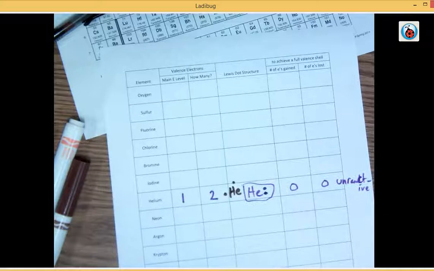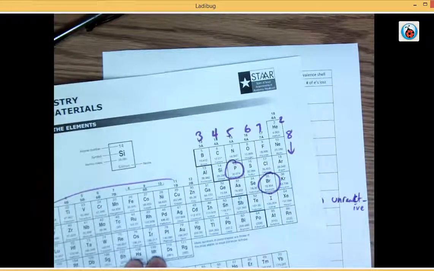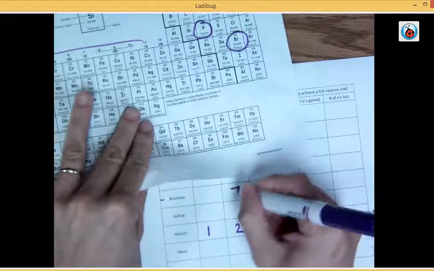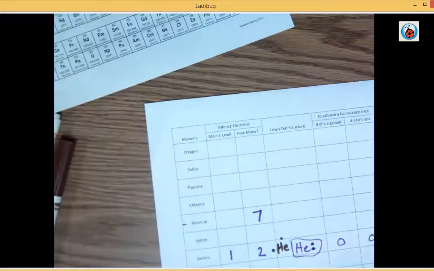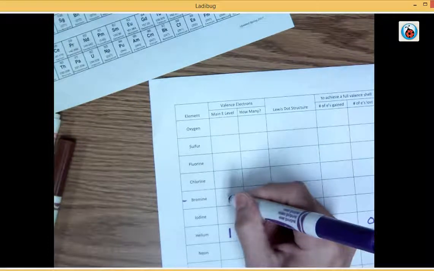Look at bromine. Bromine. Element number 35. Right there. It is in group 17. So it's going to have 7 valence electrons. 7 valence electrons. Main energy level. The main energy level, what row is it on? It is on row 4.